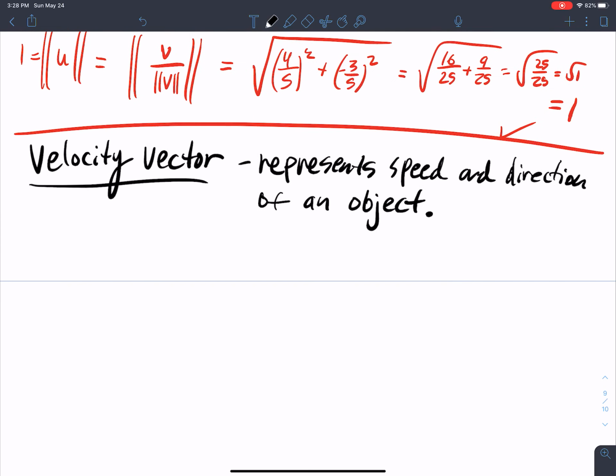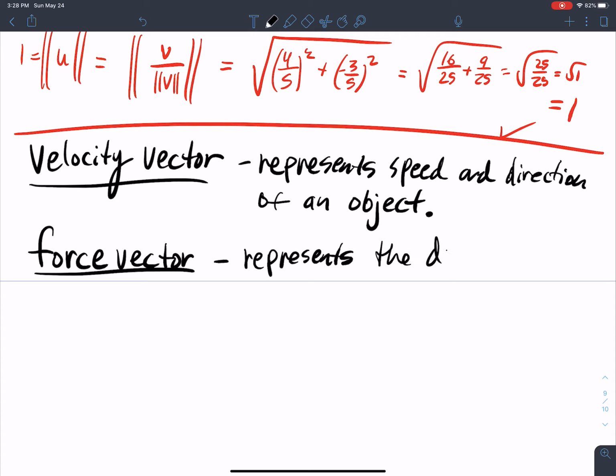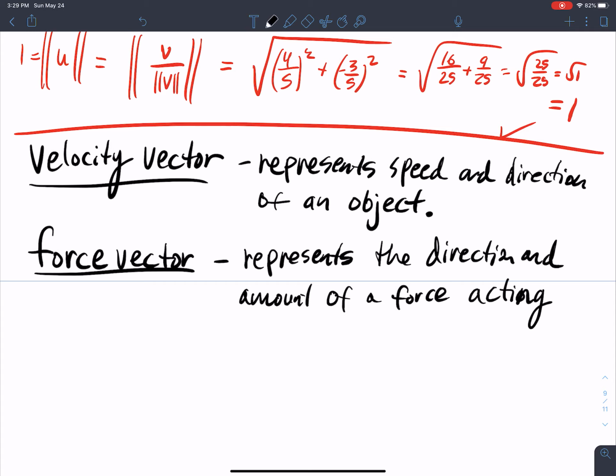If a vector represents direction and amount of force acting on an object, it's called the force vector. So the force vector represents the direction and amount of a force acting on an object.